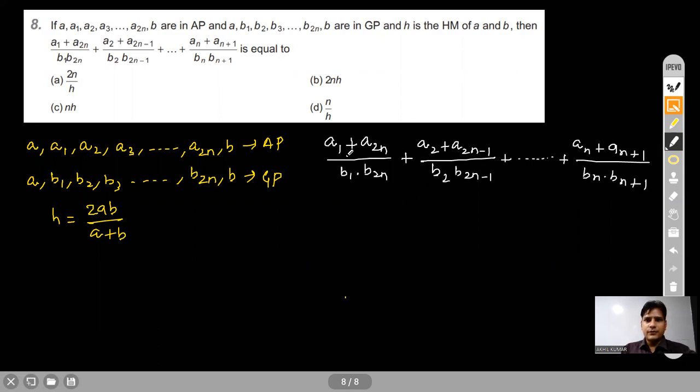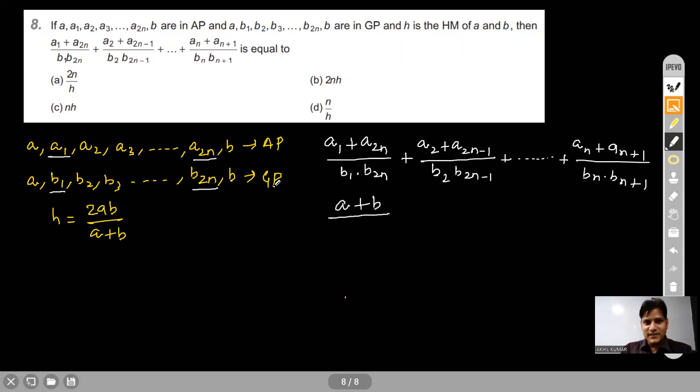So if we can see this A1 plus A2N, the question is asking for these terms and this term. So A1 is the second term from starting and A2N is the second term from the last in this AP. So we know that the sum of numbers equidistant from the starting end to the end is equal to the sum of first number and last number. So we can write this as A plus B, right? And this B1 into B2N.